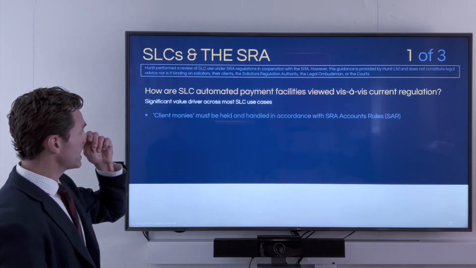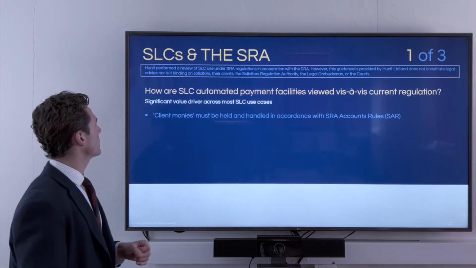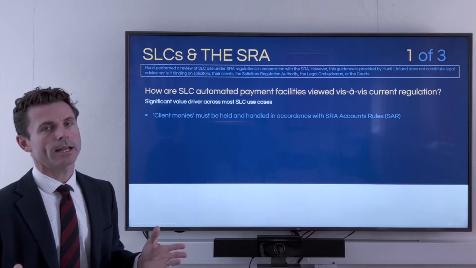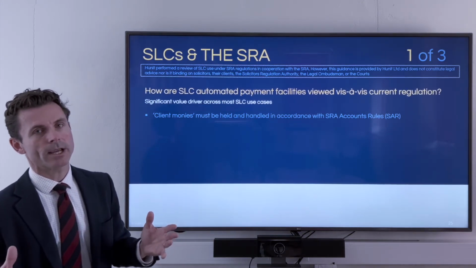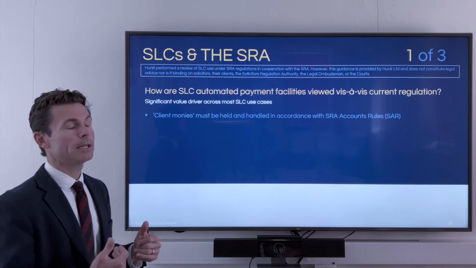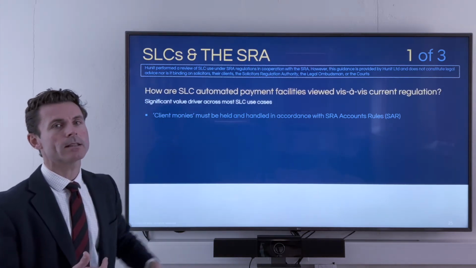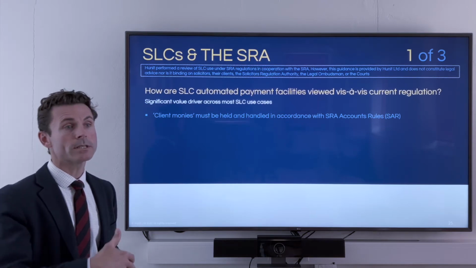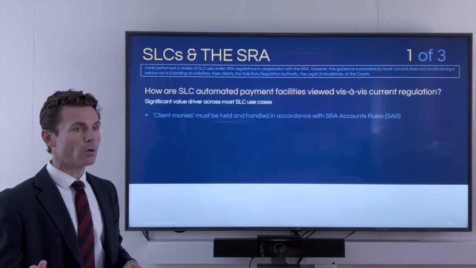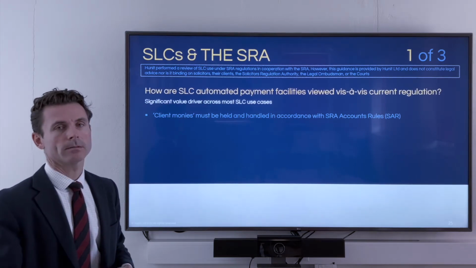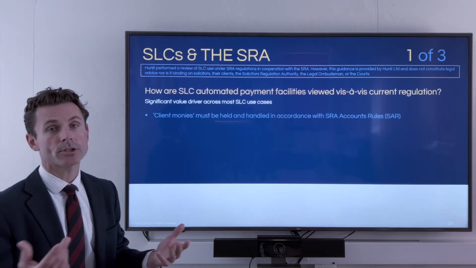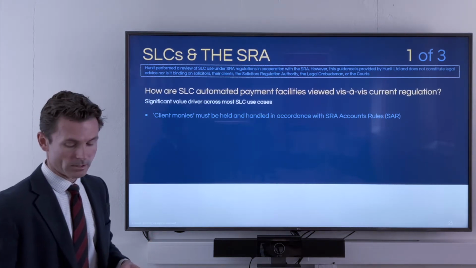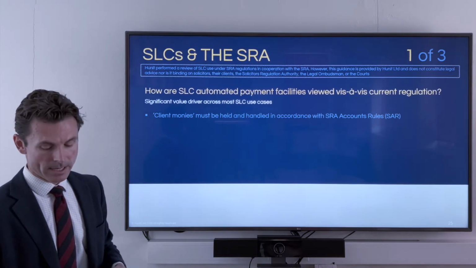So we know under the SRA accounts rules that client monies must be held and handled in accordance with the SRA. There are two types of use of client accounts, and I think it's important to differentiate. One would be the advance payment of fees, which is a little bit to the side of the discussion today. But secondly, client accounts are often used, for example, to receive proceeds of litigation or to collate an equity issuance, or subscription for shares from a number of investors into a private company. Often the firm will use their client account. How can that be replaced by a smart legal contract?